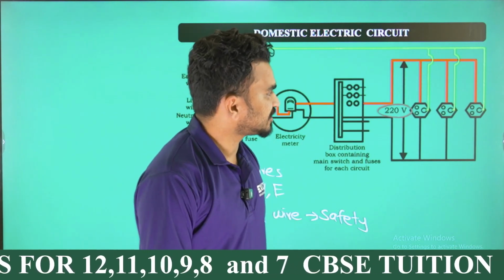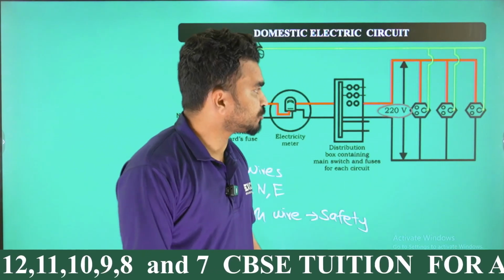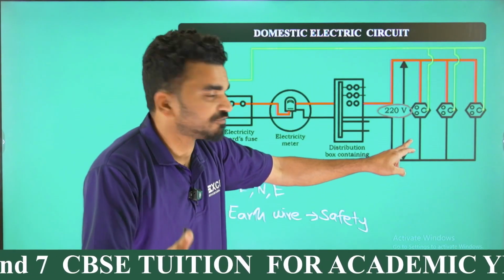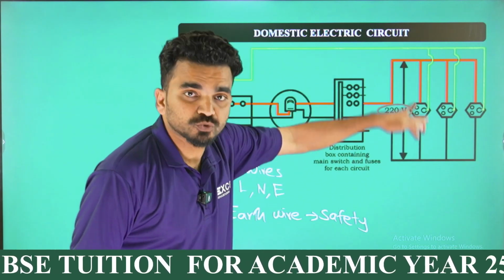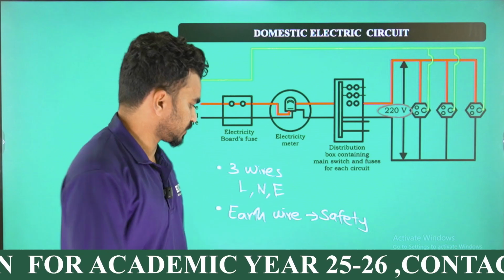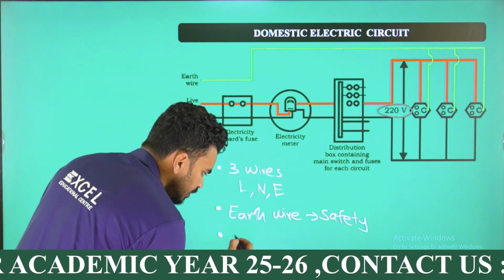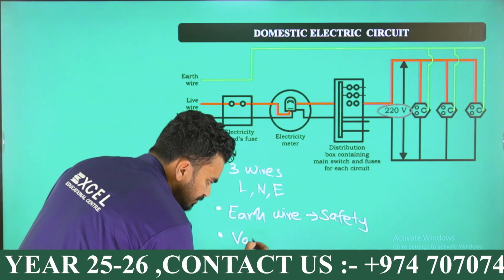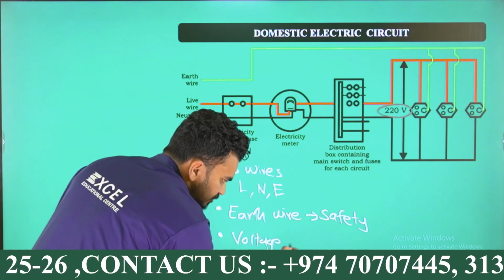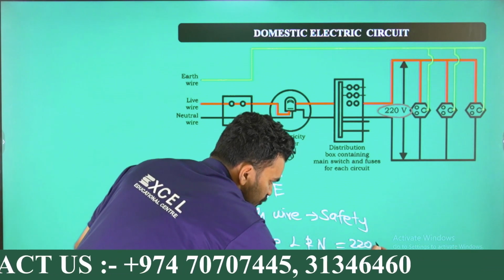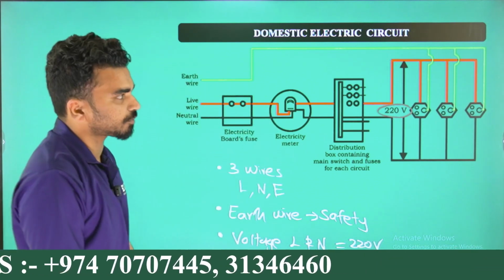Okay, fine. Another important point to be remembered here: the potential difference between the live wire and neutral wire in India is 220 volt. So that's also an important piece of information. The voltage between live wire and neutral wire in India is 220 volt. Keep that value in your mind.